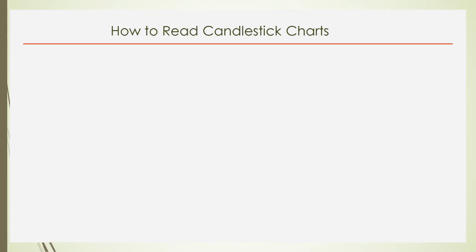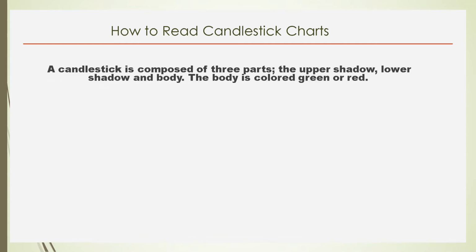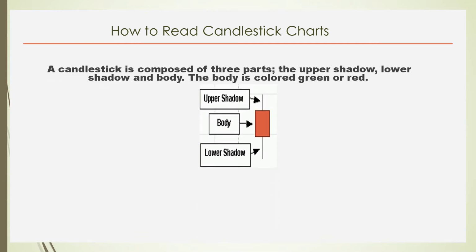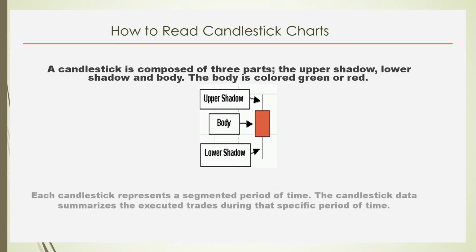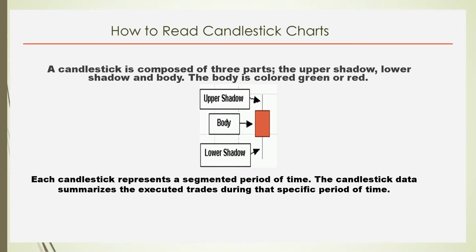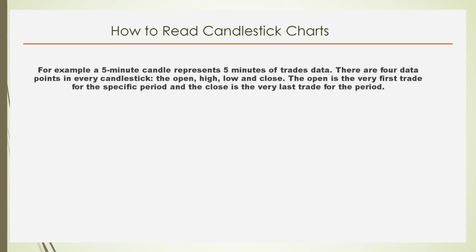The candlestick is composed of three parts: the upper shadow, lower shadow and body. The body is colored green or red. Each candlestick represents a segmented period of time. The candlestick data summarizes the executed trades during that specific period of time. For example, a 5-minute candle represents 5 minutes of trade data.